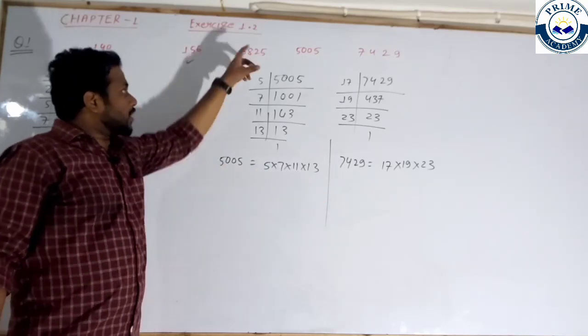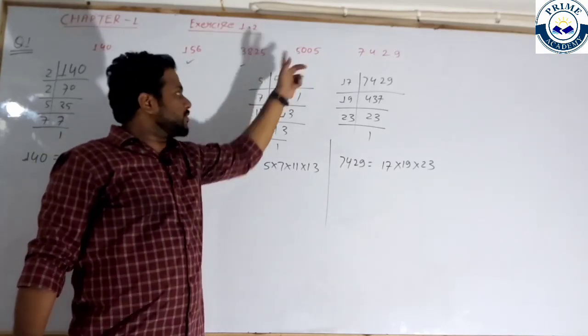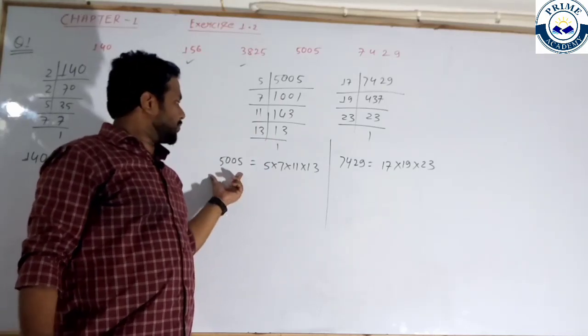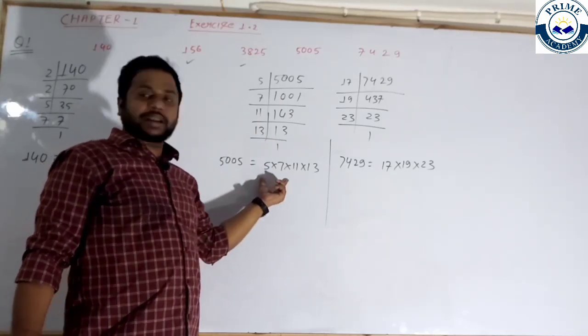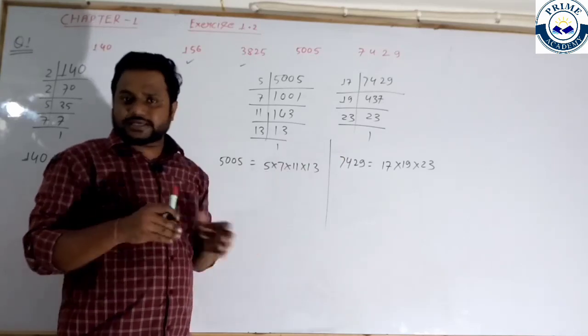So a composite number always given in a problem, you have to factorize it in terms of prime numbers, right? So move on to the next questions.